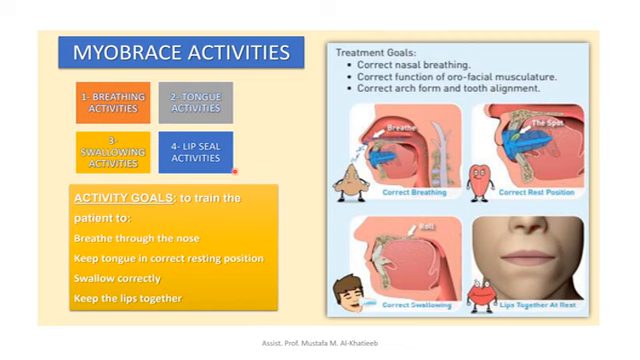The Myobrace activities: breathing activities, tongue activities, swallowing activities, and lip seal activities. The activities train the patient to breathe through the nose, keep the tongue in the correct resting position, and keep the lips together correctly.